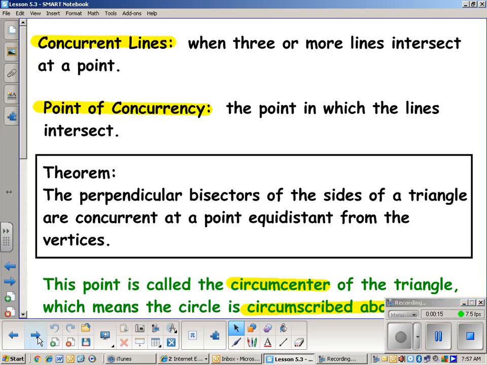Lots of vocabulary. Concurrent lines: when three or more lines intersect at a point. So when three or more lines intersect at a point, those are all called concurrent lines. So that point in which all three of those lines meet is called a point of concurrency. Okay? A point of concurrency.